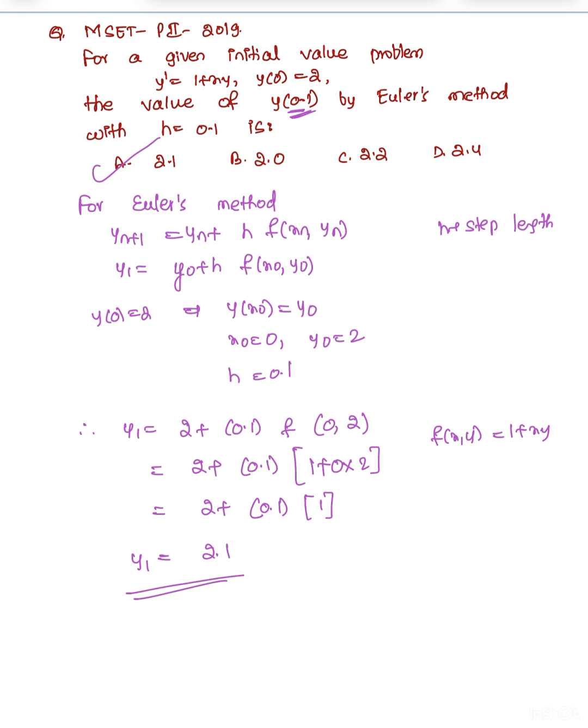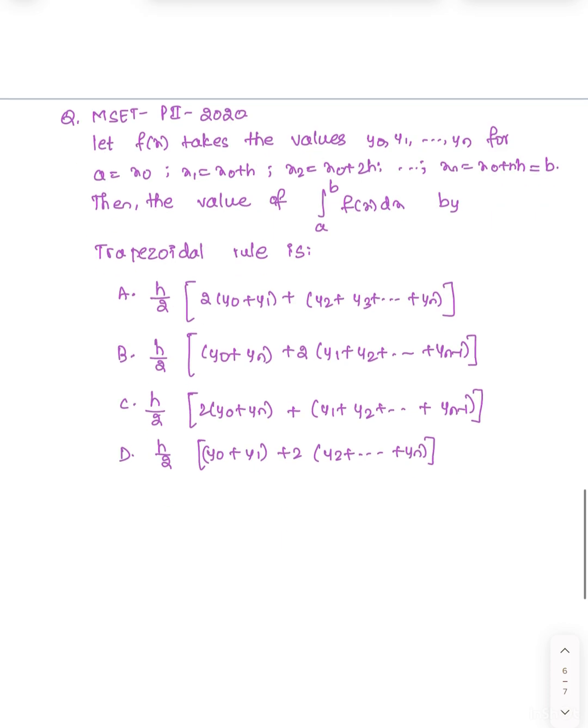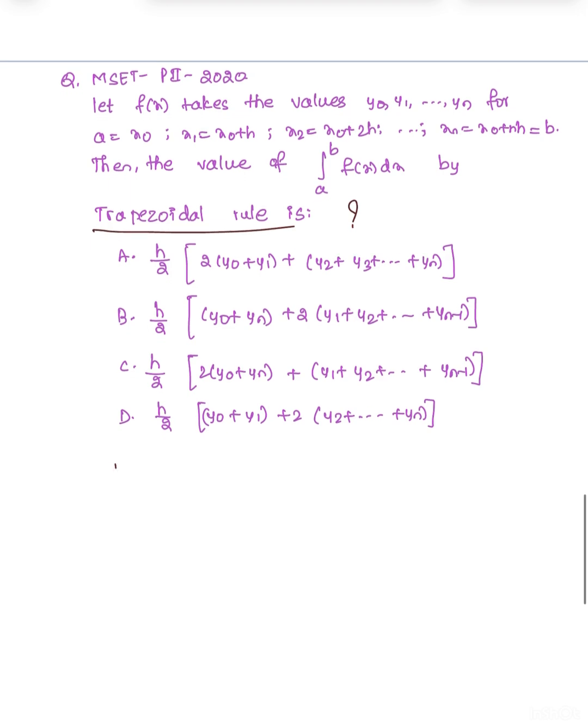So what we have to remember is the iteration formula for Euler's method. So this is the formula for Euler's method. Next question, which is a question of MSET 2020, which says, let f(x) take the values y0, y1 up to yn for x0, x1, x2 and so on up to xn. Then the value of the integration from a to b of f(x) dx is given by, which is by the trapezoidal rule. They asked to find the value of the integral of f(x) dx using the trapezoidal rule.